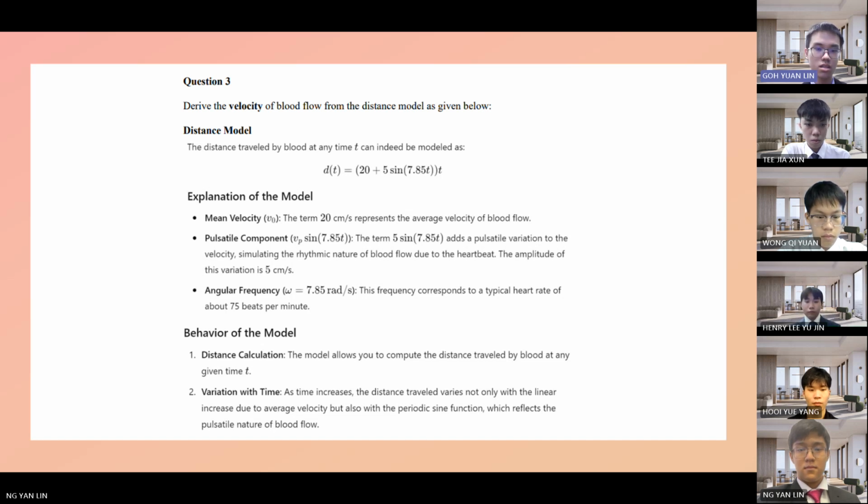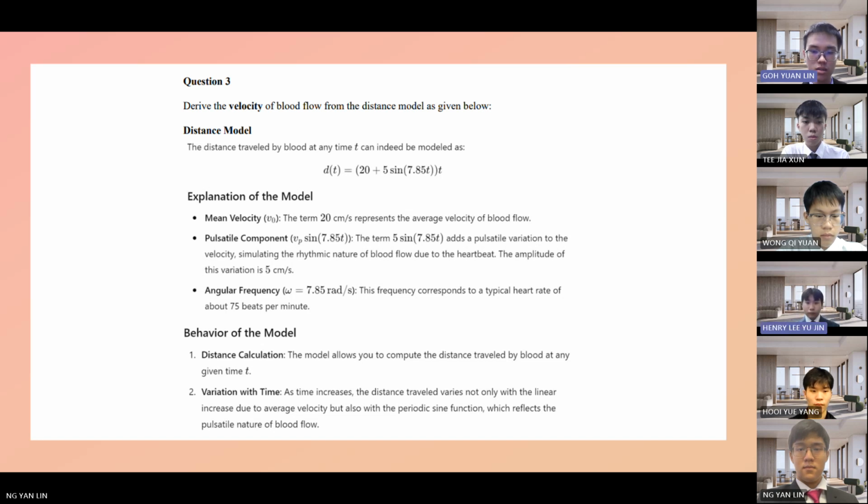But before that, let's take a look at the explanation of the model components first. First and foremost, what does the 20 represent? The term 20 centimeters per second represents the average velocity of blood flow. Besides, the term 5 sine 7.85 t introduces a pulsatile variation. This simulates the blood flow change due to the heartbeat, with an amplitude of 5 centimeters per second. Last but not least, the angular frequency 7.85 radians per second corresponds to about 75 heartbeats per minute, representing a typical heart rate.